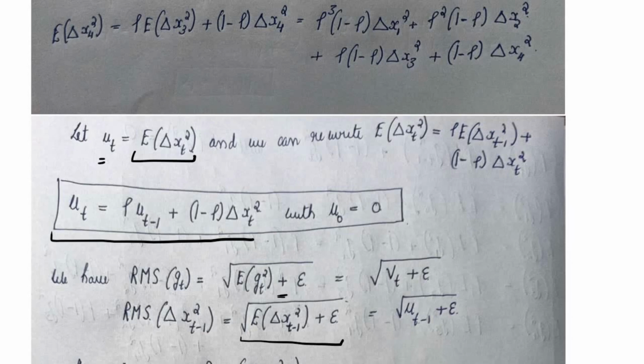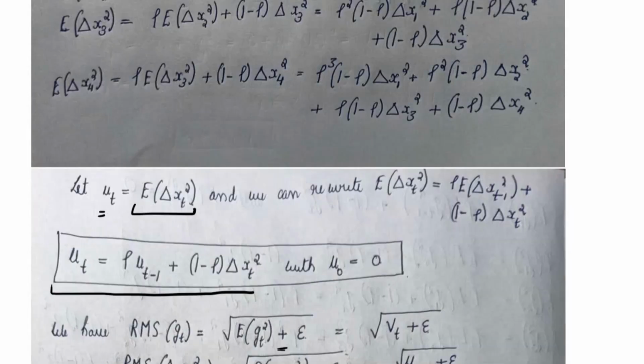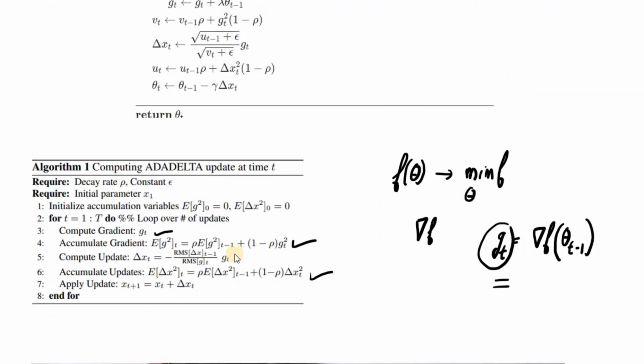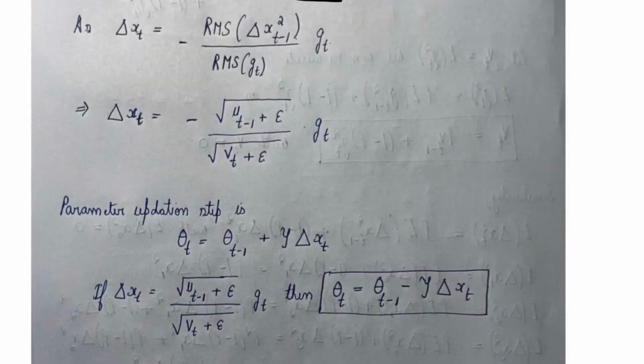Now we substitute expected value of GT square with VT because we have made this substitution, and this expected value of delta xt minus 1 is replaced with ut minus 1. We must remember it's t minus 1, so we do the like to like replacement only. Now we look into the algorithm which is there in the paper and see what delta xt is. Delta xt is negative of the ratio of the two RMS values multiplied by GT. Let's try to expand it now.